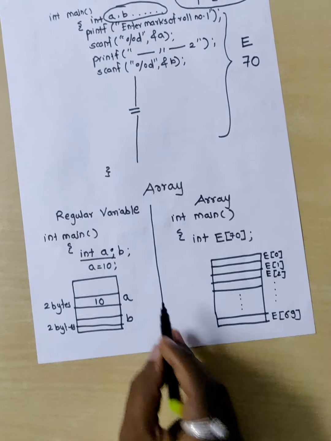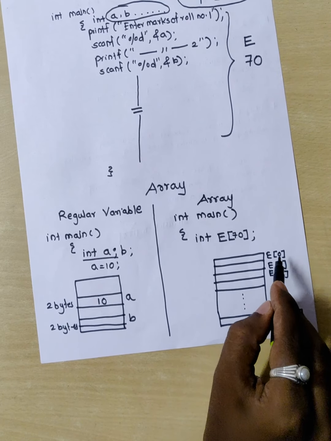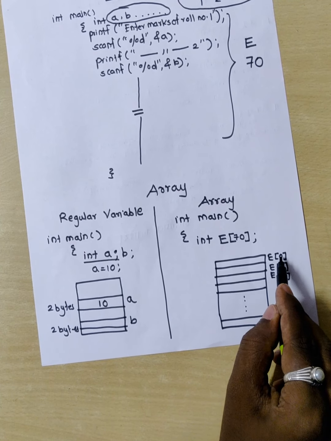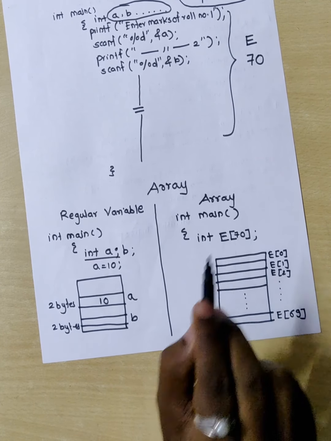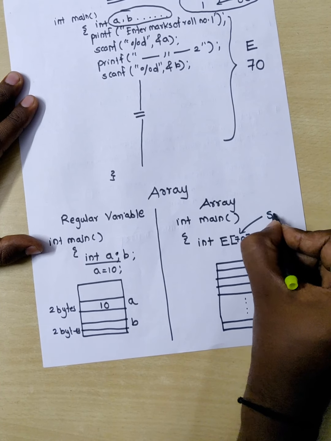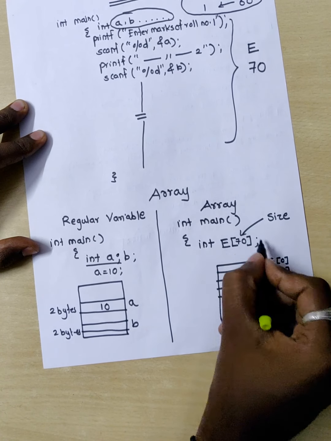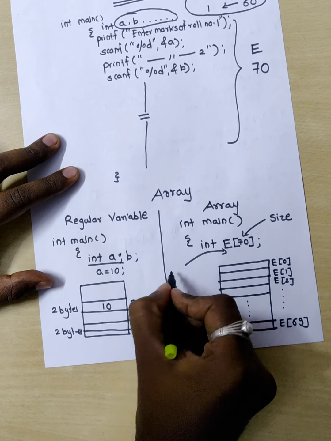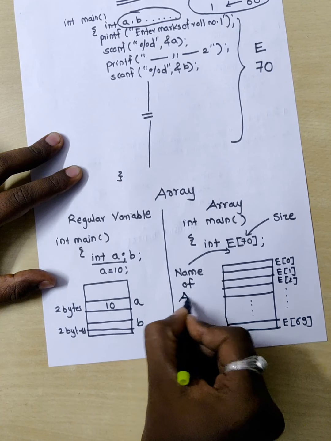The important thing to understand here is that the variables do not start with number 1. They always start with subscript number 0, and end with one value less than the size you have mentioned. What we write at the declaration is called the size of the array, whatever we have created is called an array, and this E is the name of the array.